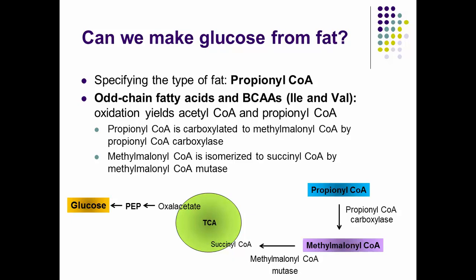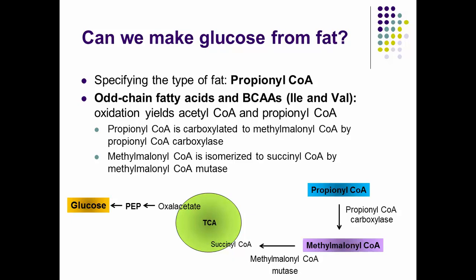The first reaction is the conversion of propionyl-CoA to methylmalonyl-CoA, and the enzyme propionyl-CoA carboxylase catalyzes this conversion. The next step is methylmalonyl-CoA mutase, which converts methylmalonyl-CoA to succinyl-CoA. Succinyl-CoA is one of the intermediates in the TCA cycle, remember, and through some of the TCA cycle steps it is converted to oxaloacetate, which then leaves the TCA cycle and enters the gluconeogenic pathway for glucose production. So this is the process of how propionyl-CoA can be utilized for gluconeogenesis.